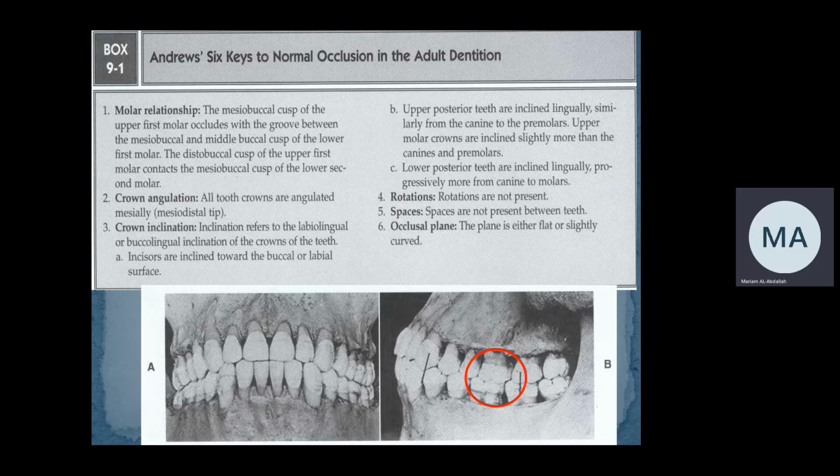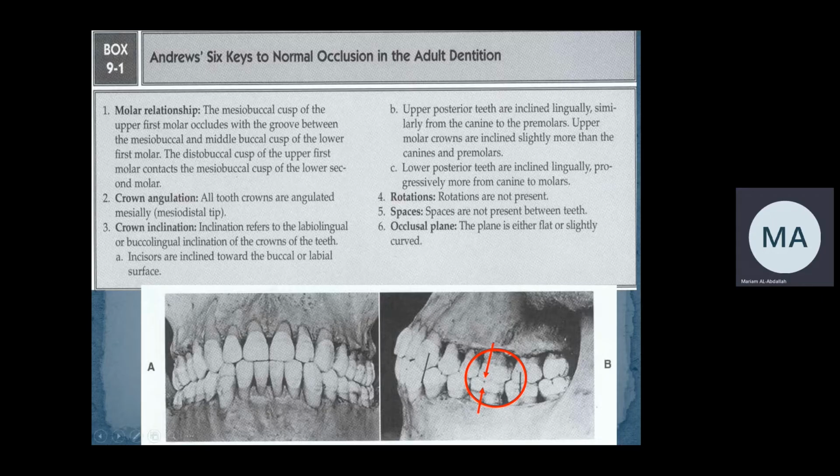When we say molar relationship, it means the anterior-posterior relationship between the upper first permanent molar's mesiobuccal cusp in relation to the mesiobuccal groove of the lower permanent first molar. The mesiobuccal cusp of the upper should occlude in the mesiobuccal groove of the lower to call this a normal molar relationship, or a class 1 molar relationship. So this is the proper definition of the molar relationship.